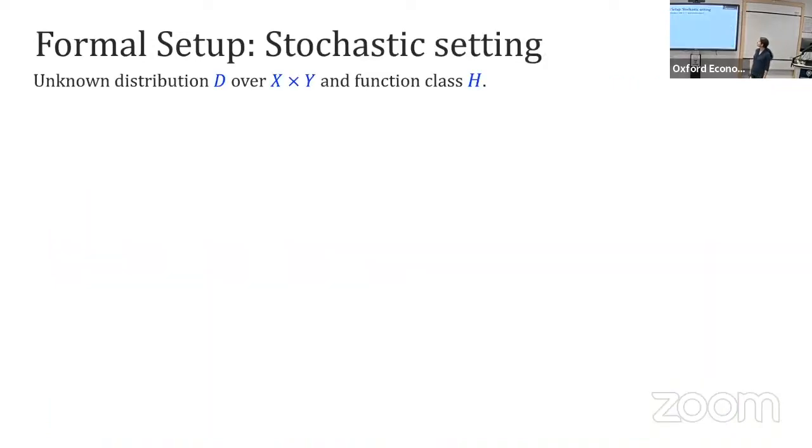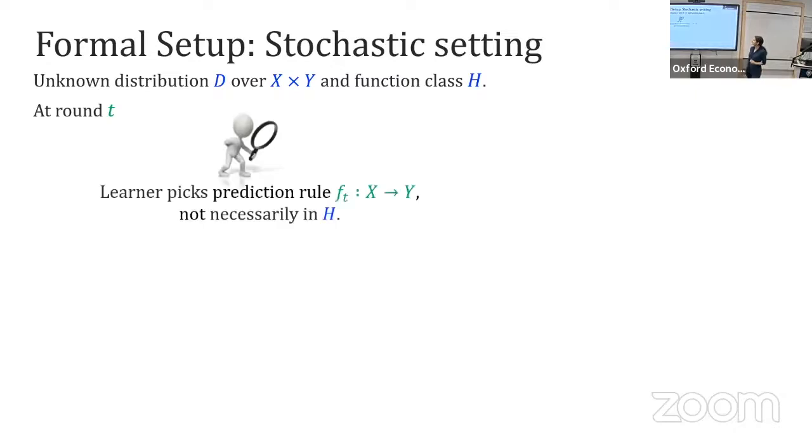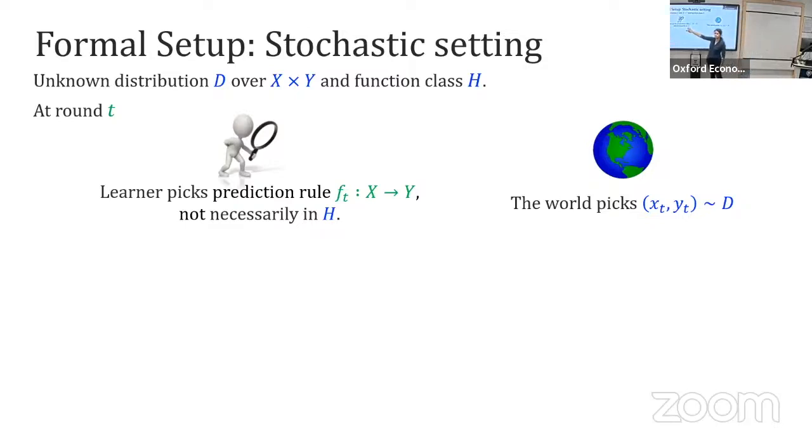The formal way to think about this is that I have an unknown distribution D. It's over an XY space where X's are the features I see and Y's are the labels. And then I also have a class of functions. So these functions could be decision trees, neural networks, half spaces, anything. And then at every round, I see an observation and I have to make a prediction. So what the learner has to do is to come up with some prediction rule, an arbitrary prediction rule f_t, which takes any feature vector and gives a y.